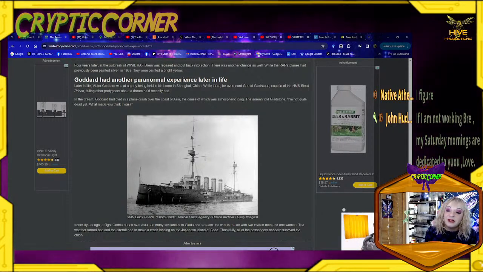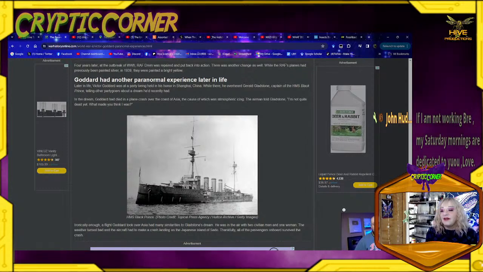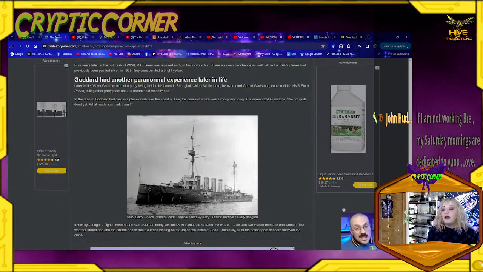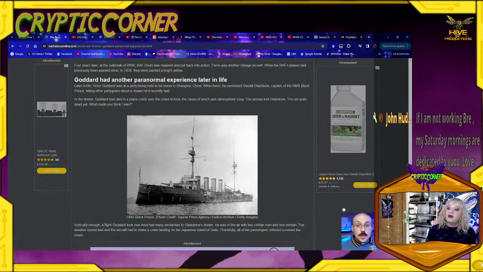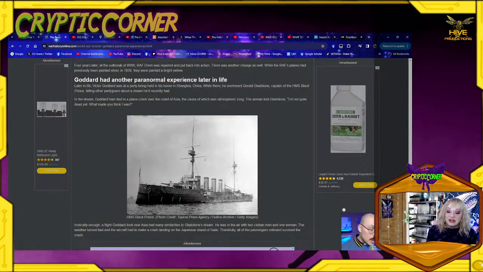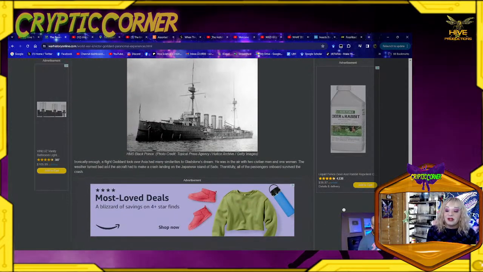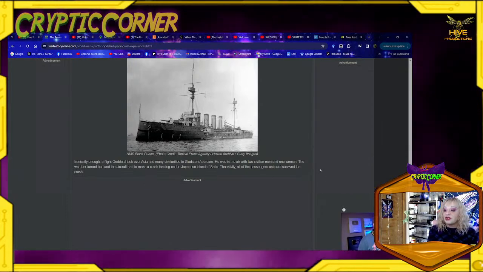In the dream, Goddard had died in a plane crash over the coast of Asia, the cause of which was atmospheric icing. The airman told Gladstone, "I'm not quite dead yet. What made you think I was?" Ironically enough, a flight Goddard took over Asia had many similarities to Gladstone's dream.